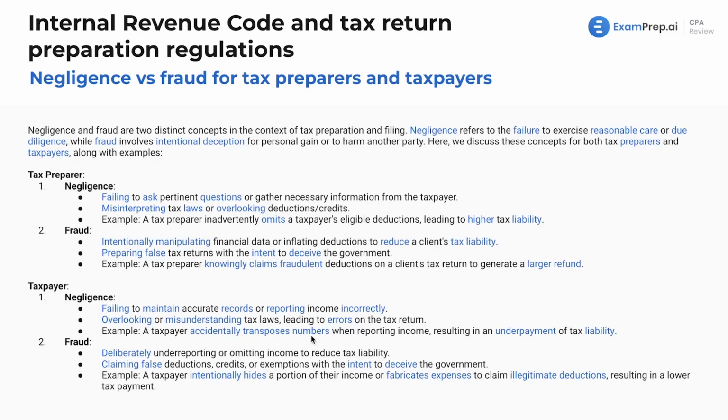You accidentally transpose numbers when reporting income. You mess up the numbers. Instead of 32, you put 23. That just happens. And as such, there's an underpayment of tax liability, something simple like that.